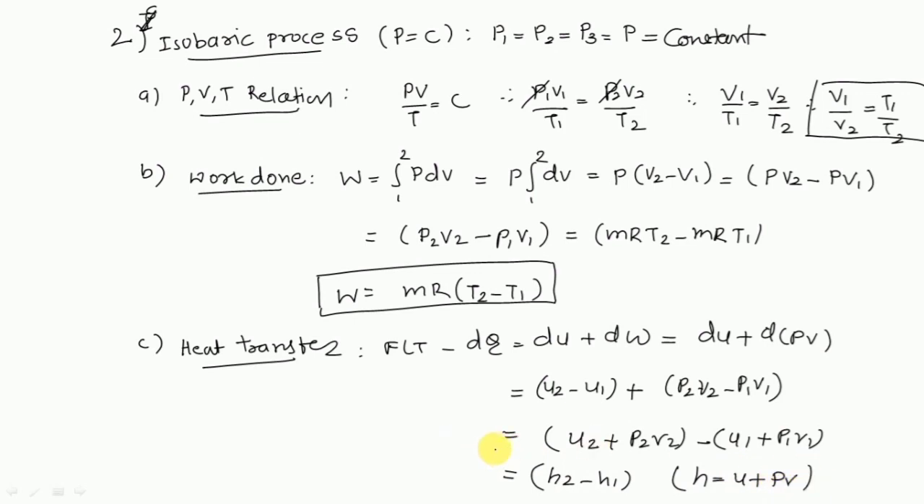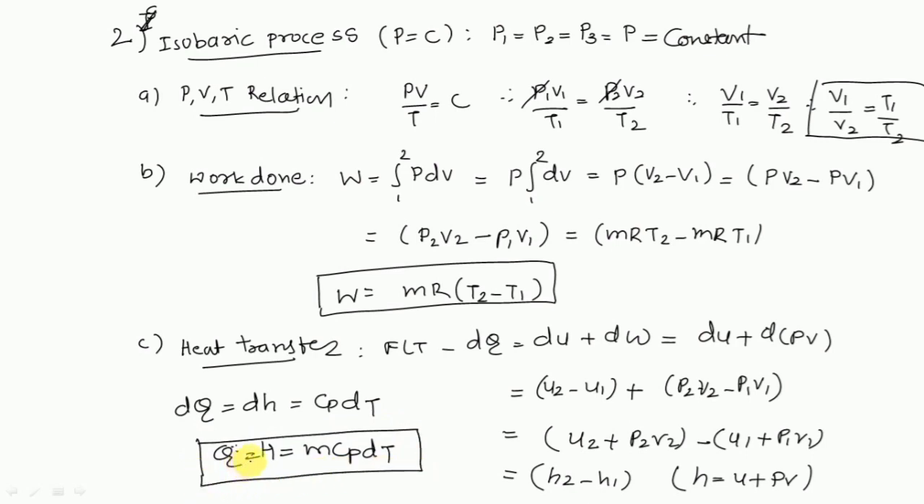So here you can write dQ is equal to dH, and we know the relation Cp is equal to dH upon dT. So I write it as Cp dT, or for the total, Q is equal to m Cp dT. So this is the relation for heat transfer in the isobaric process.